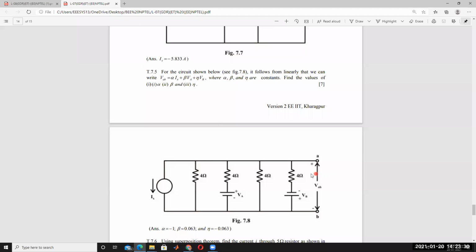Why by applying nodal analysis? So here VAB, here also VAB. VAB minus 0 by 4 actually, so 0. That's why don't consider that term. And also here VAB minus VA by 4, and VAB by 4, and VAB plus VB by 4, and then plus Ix is equal to 0. You will get the equation for VAB in terms of Ix, VA, VB. Based on that, compare this equation and the given equation, and you will get alpha, beta, eta.